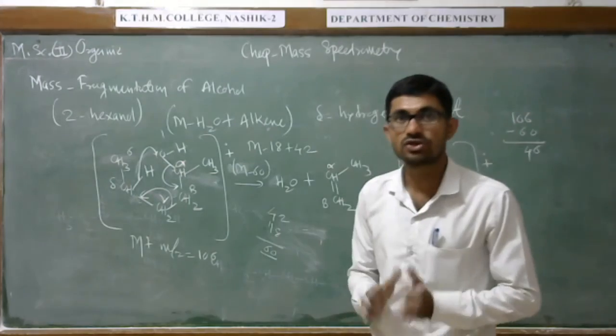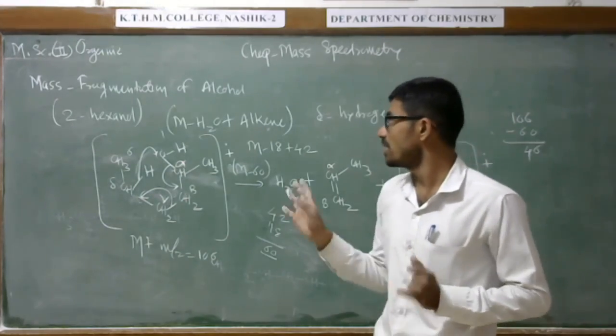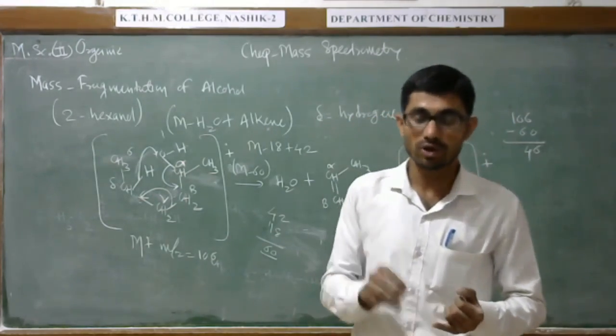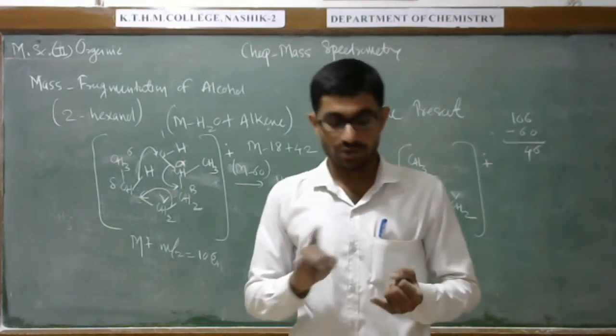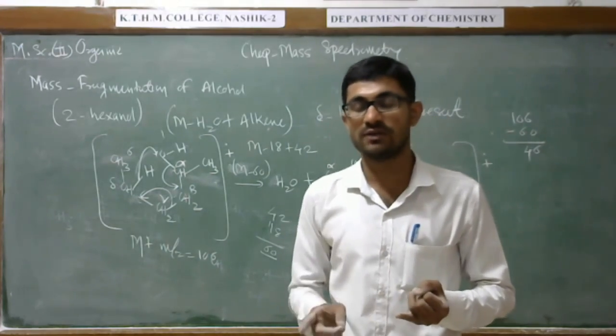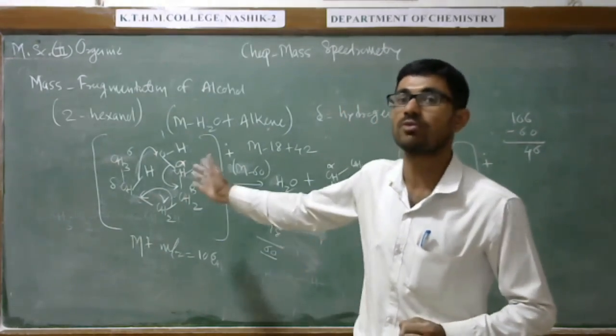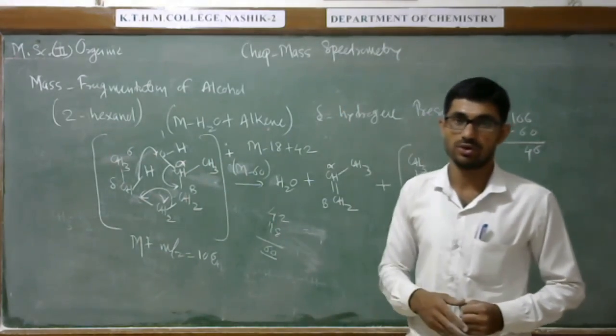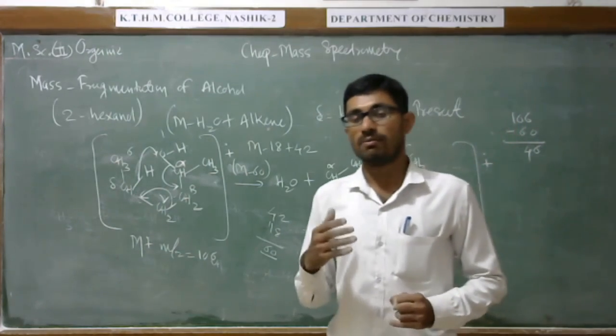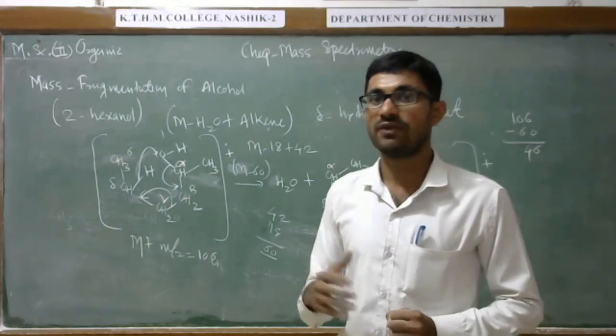So in this way we can show the mass fragmentation in alcohols. When alcohols undergo mass fragmentation, we see loss of water molecule, alpha cleavage, and also, when delta hydrogen is present, this kind of removal of alkene plus water molecule. So this is all about the mass fragmentation of aliphatic alcohols.